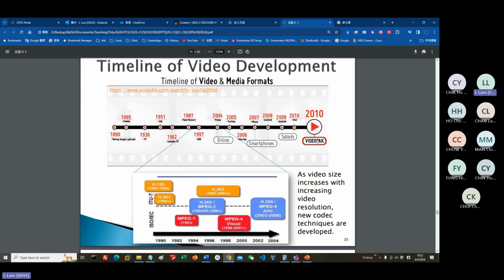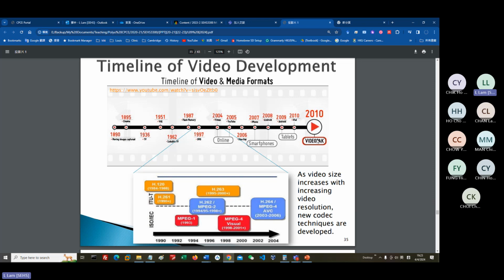And here is the history for this kind of codec technology. If you look at the history from 1990 up to the year 2000 here, we have quite a lot of technology. For example, in 1984 to 1988, we have the H.120 technology, and we have H.261 technology for video compression. I mean the codec.